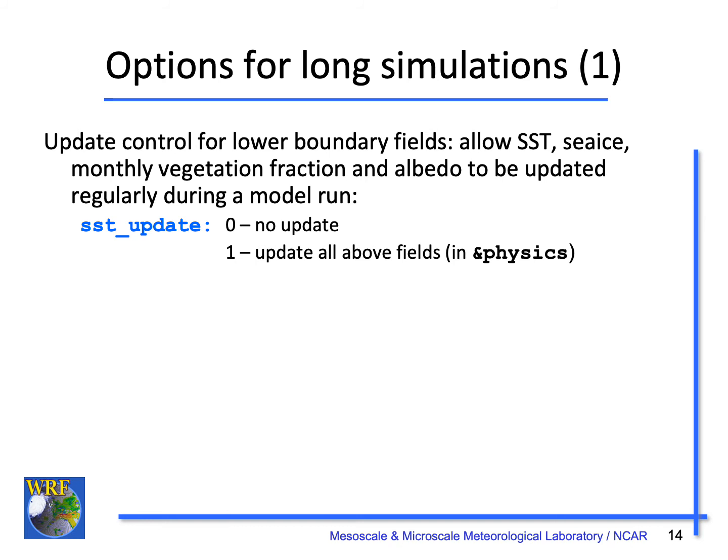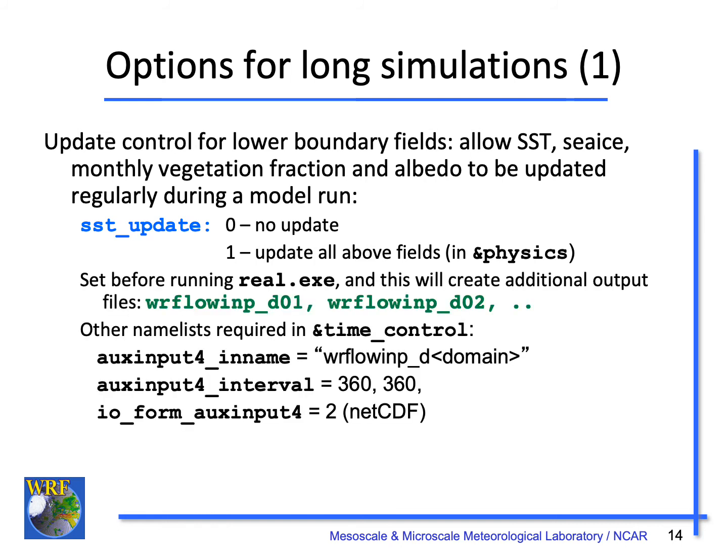The next 2 slides list options used mostly in long simulations, simulations longer than 1 or 2 weeks, and they are covered in the physics talk. Here we will mention how the input file is generated for one of the options. To use the SST update option, it requires an additional input file. So we must set this option before we run the program real.exe, and running the program will create an actual file called wrflowinp. This file contains data such as SST, sea ice, monthly vegetation fraction, and so on, used by the SST update option. If we run nested WRF, we should have this file for each of the domains.